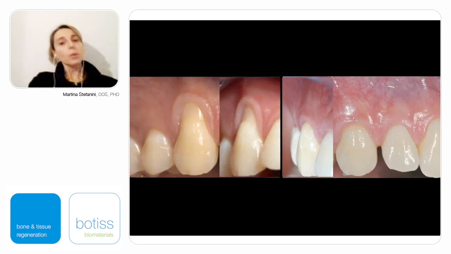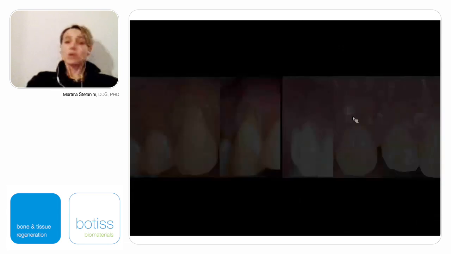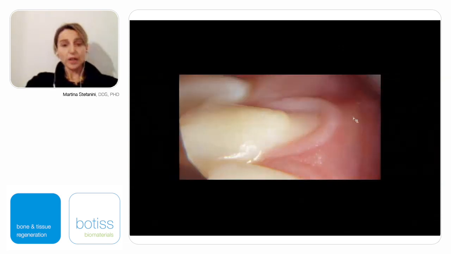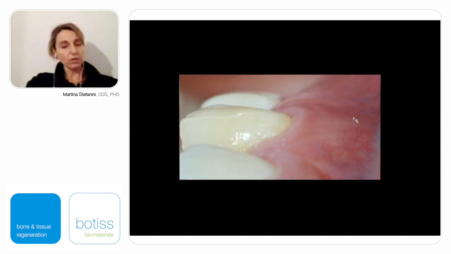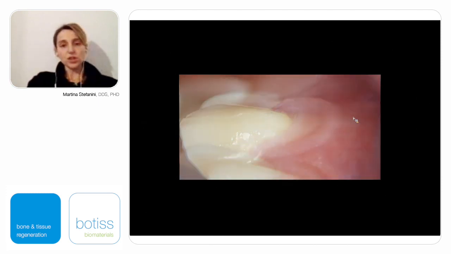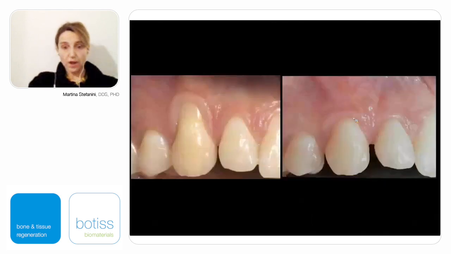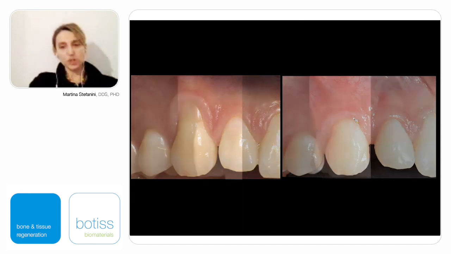We want to obtain complete root coverage along with soft tissue thickness increase, because in order to reduce the risk of recurrence with time, we need a thicker amount of soft tissue that will withstand traumatic tooth brushing that can happen again in the future if the patient is not very compliant. And this is the comparison between before and after, where you can see complete root coverage and an optimal aesthetic result from both the patient's and the professionals' point of view.